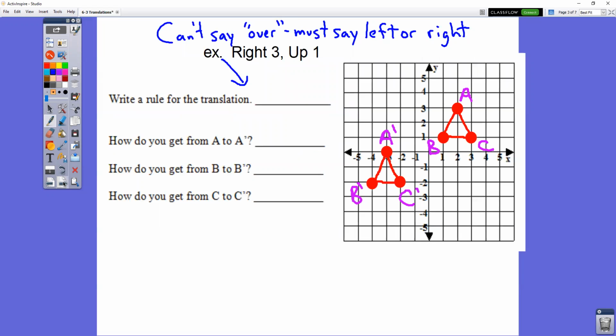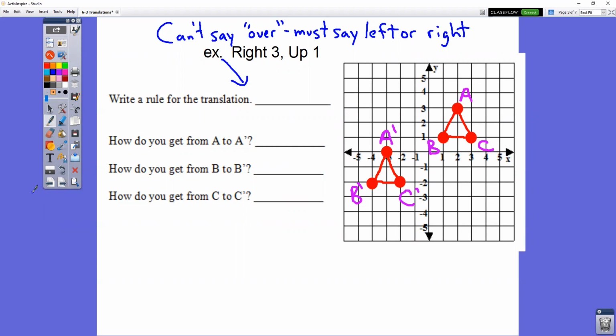Another one of the biggest mistakes that people make is using the word over. You have to use directions. You have to say left or right. You cannot use the word over. Also, on the ClassKick homework today, you have to put left or right first and then up or down. Yes, technically it's the same thing if you went up 1, right 3 compared to right 3, up 1. But the way that we have ClassKick set up, you have to put left or right first, then up or down for it to be marked correct.